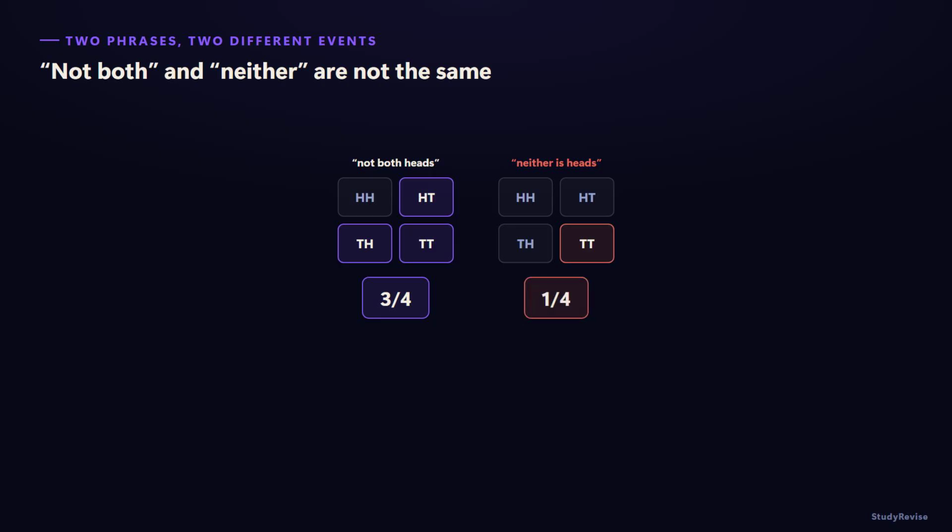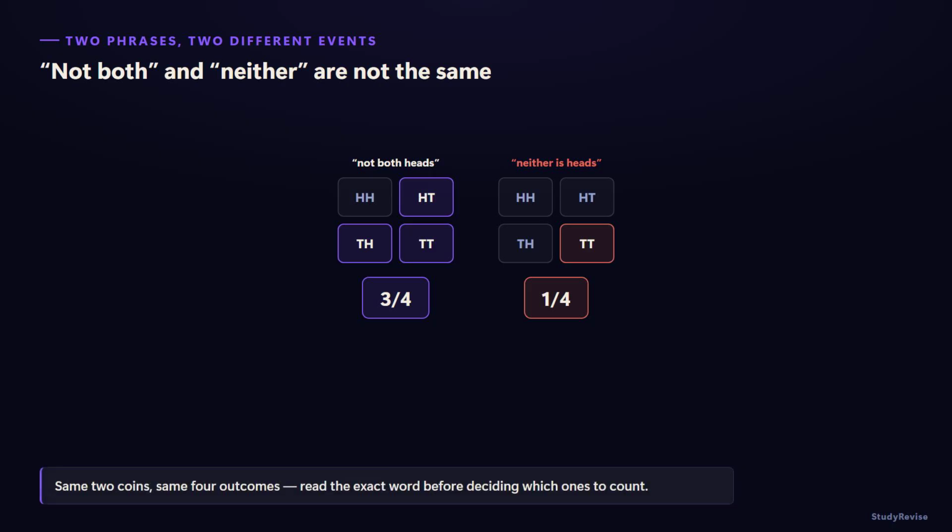Neither is heads is a far stricter condition. It excludes any outcome containing even a single head, leaving only tails tails. 1 outcome out of 4, 1/4. Same 2 coins, same event space, and the 2 phrases land on completely different probabilities, 3/4 versus 1/4. Read the exact word on the page before deciding which outcomes to count.